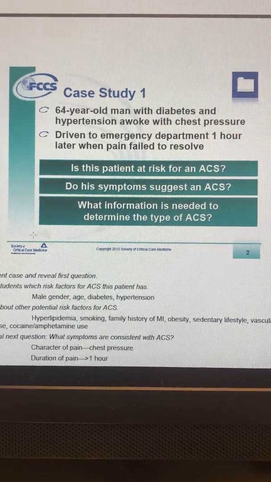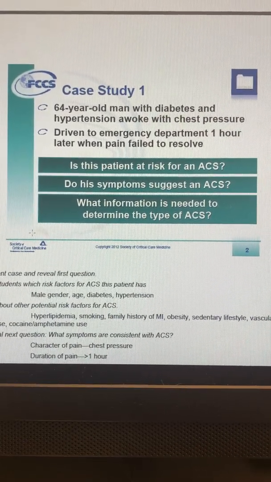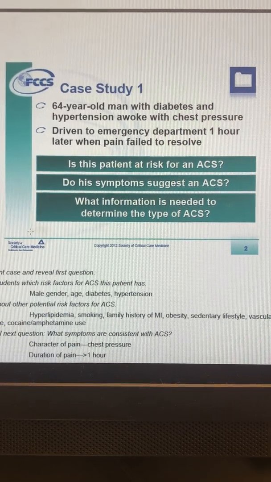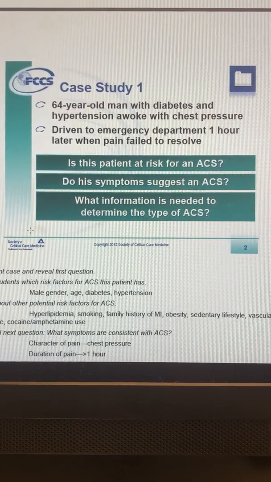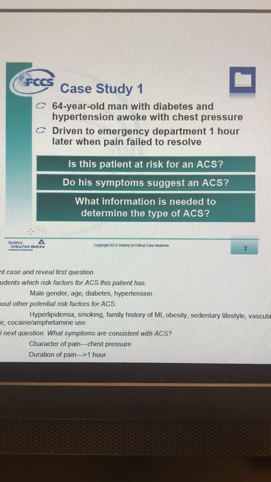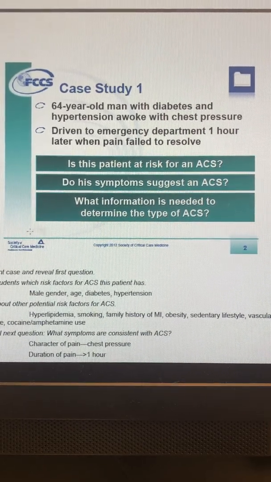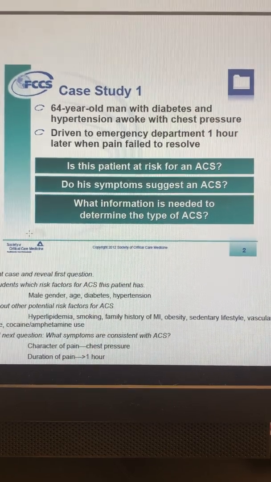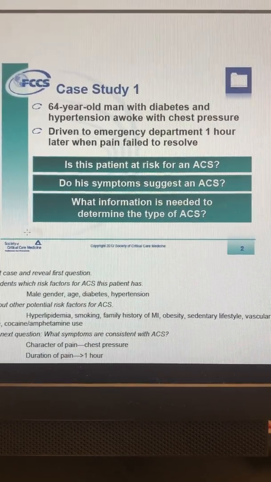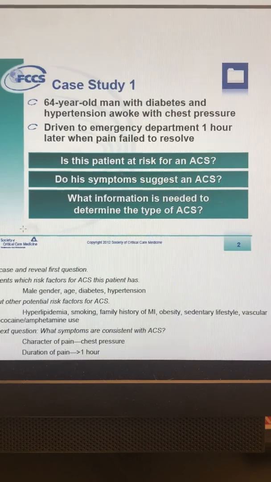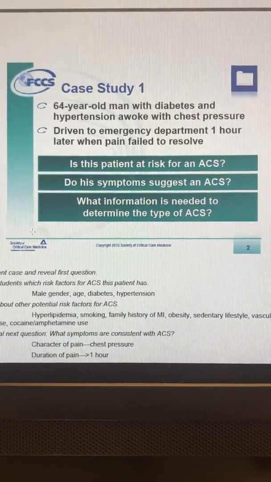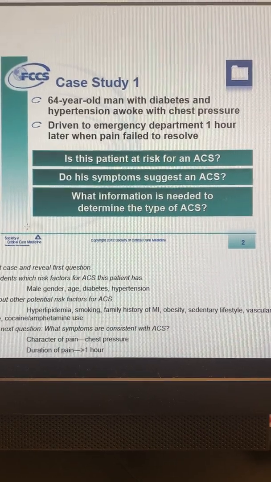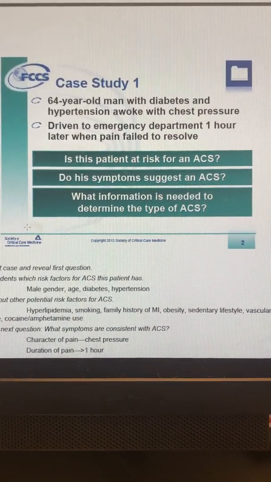There are other risk factors that were not mentioned in this scenario, such as hyperlipidemia, smoking, family history of heart attacks or MI at early age, obesity, sedentary lifestyle, vascular disease like peripheral vascular disease, cocaine use, and amphetamine use. So even in young adults with cocaine use, they can still have heart attacks. Just keep that in mind. So this patient has the right setup of having a heart attack.